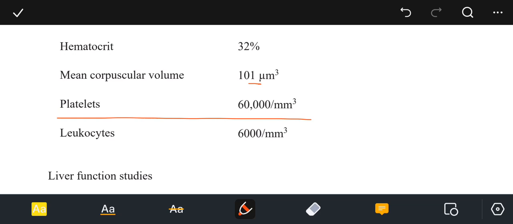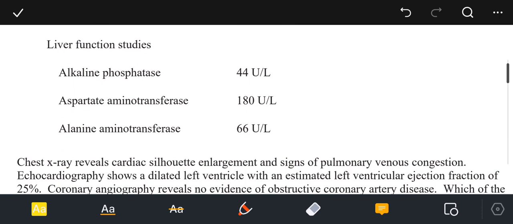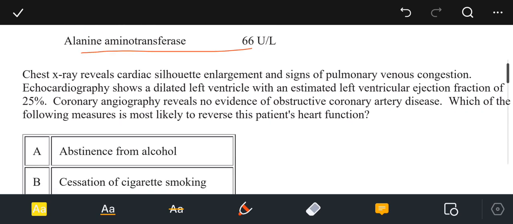The leukocytes are 6,000 per millimeter cubed. Liver function studies show an alkaline phosphatase of 44. AST is elevated at 180. ALT is also elevated, but the ratio of AST to ALT is 2 to 1. The chest X-ray reveals cardiac silhouette enlargement and signs of pulmonary venous congestion.